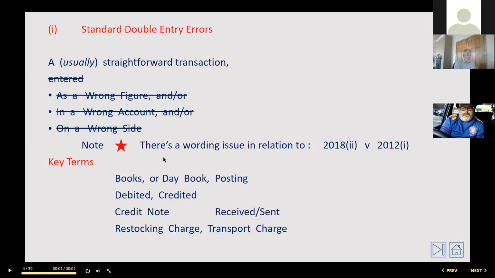We've got the key terms that they need to understand: something being entered in the daybook, which I think they started calling the daybook in 2016, the idea of posting, the meaning of debited and credited, the meaning of credit note, the significance of a credit note received versus a credit note sent, and the concept of a restocking or a transport charge.